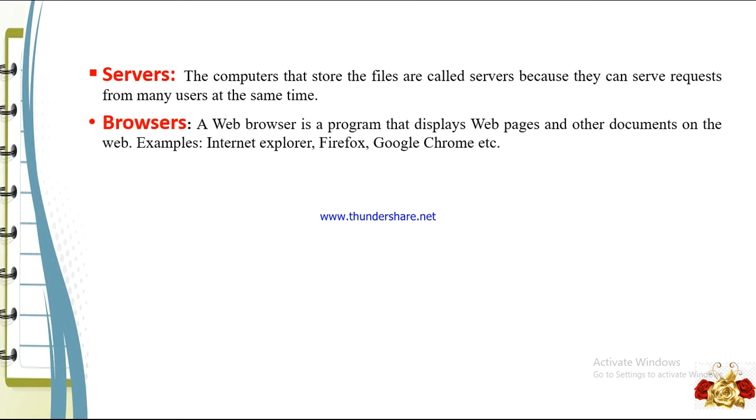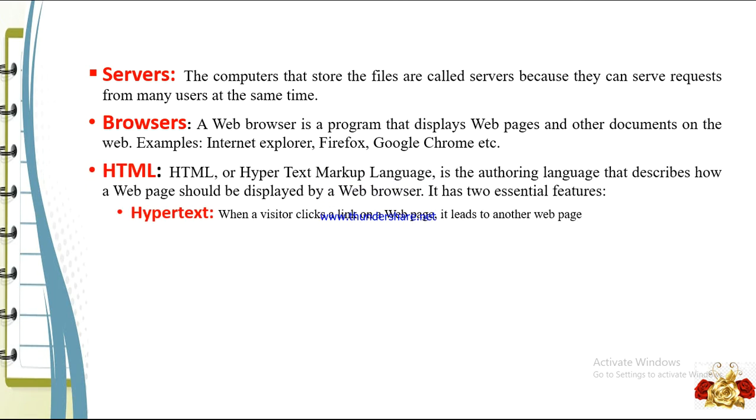Then the server. The computer that stores the files is called a server because it serves requests from many users at the same time. Then the browser, otherwise called a web browser, is a program that displays web pages and other documents on the web. For example, we have used Google Chrome, Internet Explorer, Firefox, etc. Then HTML, or hypertext markup language, is an authoring language that describes how a web page should be displayed by a web browser.